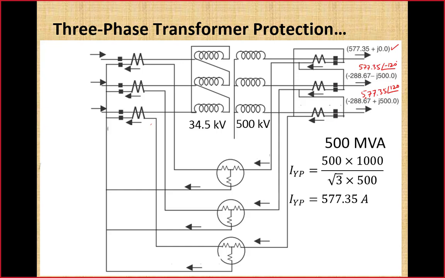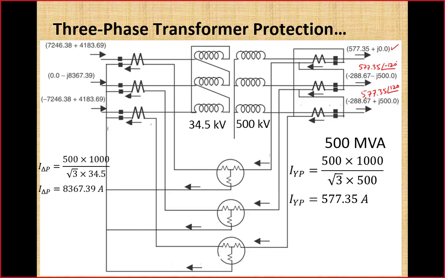Now in the same way we do the calculation on the delta side. So delta side primary current means current on the primary side of the power transformer. That would be 500 into 1000 divided by root 3 into the voltage level 34.5. Once calculated, this current is 8367.39 ampere. So now we are going to label this current here.